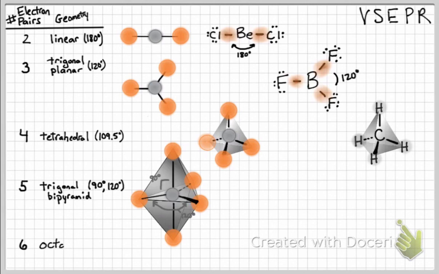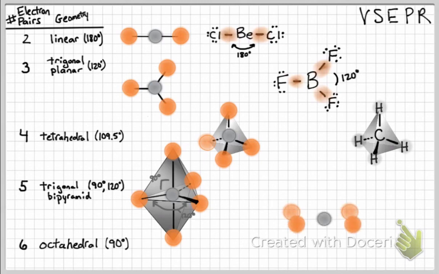And then finally, 6 is an octahedron shape, or octahedral. The furthest away you can get 6 electron pairs arranged around the central atom is 90 degrees apart. And that ends up being what is called an octahedral shape.